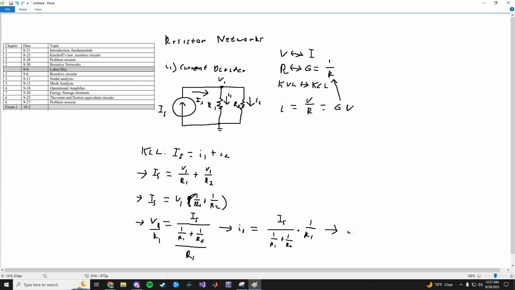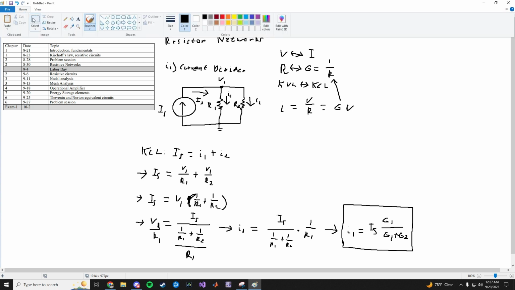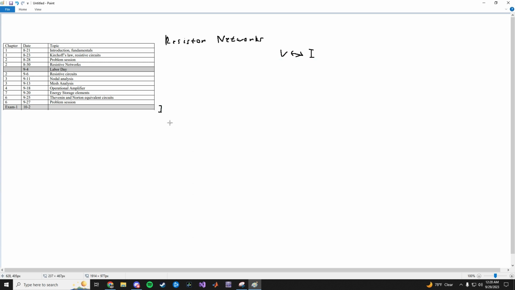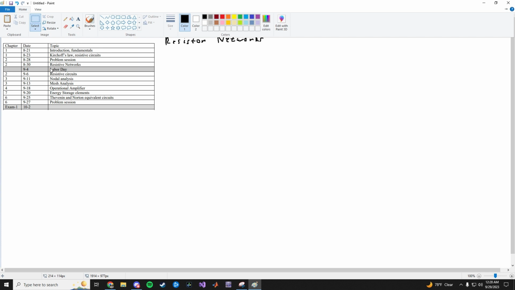We can see that if we write it in terms of its conductance. I1 is equal to IS times 1 over R1, which is G1, and then we have G1 plus G2 on the bottom. And that's the current divider, where G is simply 1 over R. So it's the same structure of equations as a voltage divider, except it's easier to write in terms of the conductance, or just 1 over R. So those are the two basic resistor networks before heading to the techniques for solving them, which are the nodal analysis and the mesh analysis.